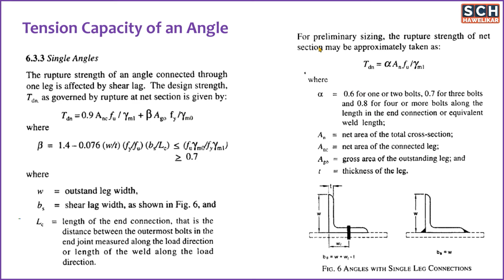For the primary sizing, when we don't know the actual section which we are going to provide, how do we calculate the net area? In this case we can use this formula: Td is equal to alpha An Fu divided by gamma m0. Alpha is equal to 0.6 for 1 or 2 bolts, 0.7 for 3 bolts, and 0.8 for 4 or more bolts, and the equivalent weld length. Here we need to consider what ANC, AGO, and AN are. In the next slide we'll see.